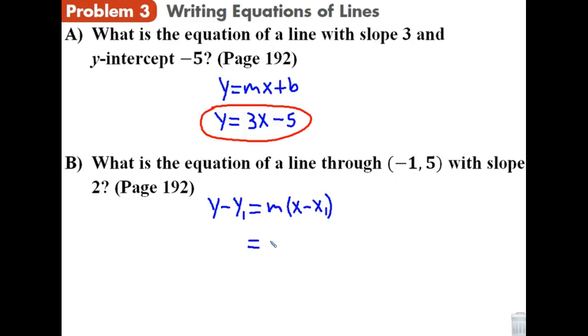And again, just filling things in, our slope's 2. Then we'll go y minus the y coordinate, so minus 5. And again, we switch signs as we go from point to equation. Okay, is equal to 2 times parenthesis x minus the x coordinate, minus negative 1, in other words, plus 1.